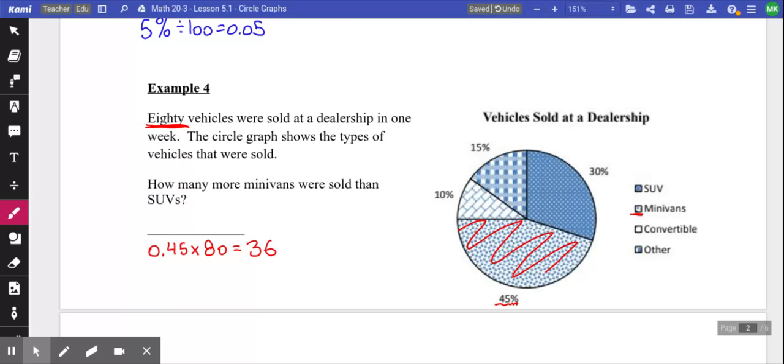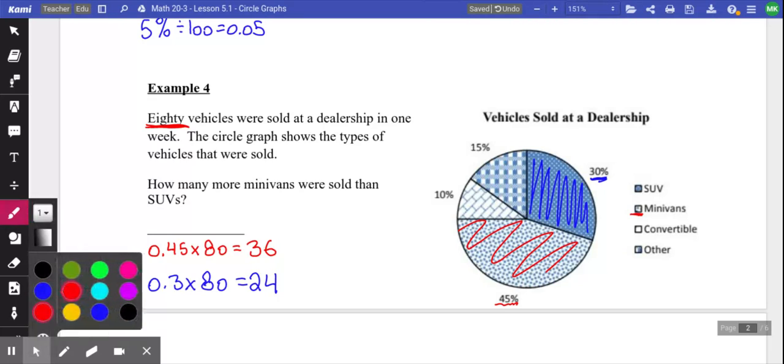I then want to find my SUVs. My SUVs is this one, which is 30%. 0.3 times 80 will tell me how many SUVs I had, and I get 24. If I want to figure out how many more minivans there were than SUVs, I would go 36 minus 24 to get my answer of 12 more minivans than SUVs were sold.